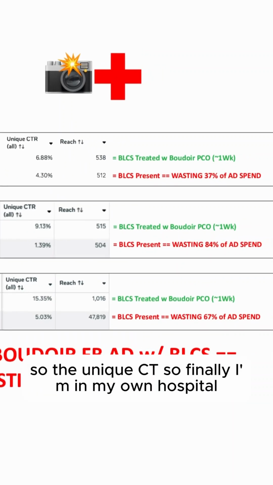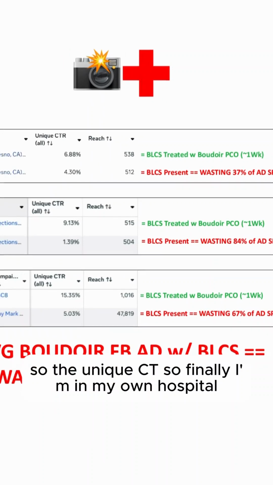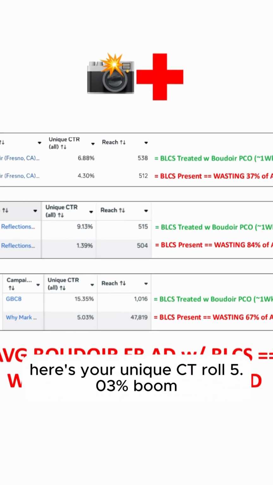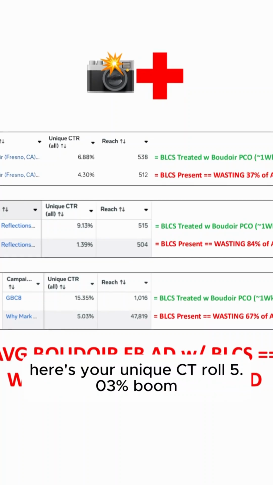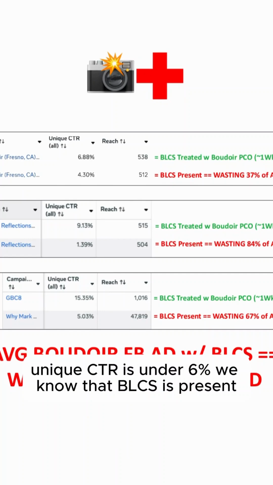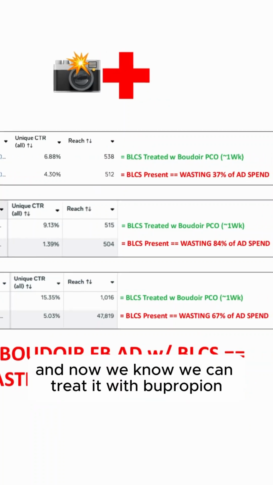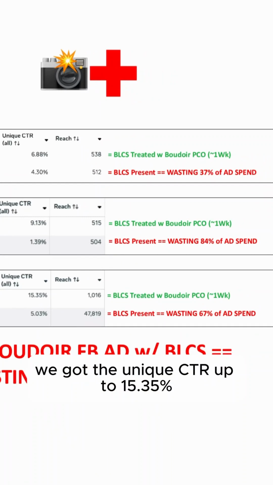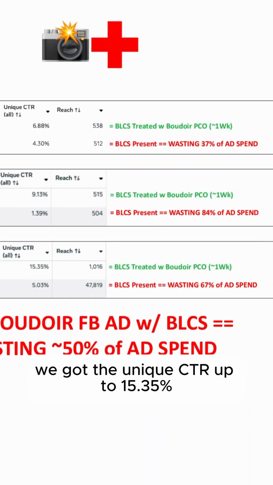So finally, I'm in my own hospital, got a residency, had a patient come through, his unique CTRL, 5.03%. Boom, unique CTRL is under 6%. We know that BLCS is present, and now we know we can treat it with Boudoir Pico. So we did that, took about a week. We got the unique CTRL up to 15.35%.